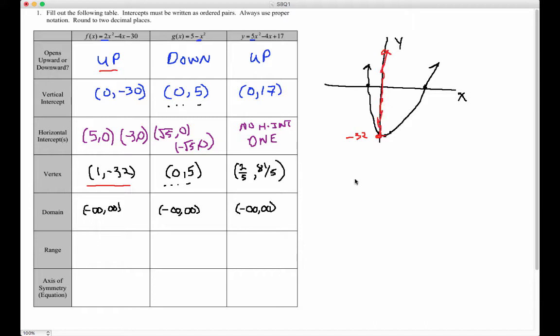In other words, all of the y values above -32 are going to be in my range, with -32 included. So what that means is I'm going to start at -32 and go up to +infinity. Another way we could write that, a simple set builder notation way, is to open up a set of y's such that y is greater than or equal to negative 32.